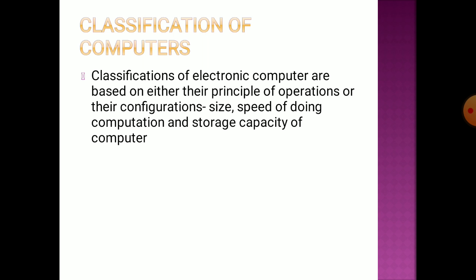One is based on the principle of operation: for what purpose we are using that computer, how it operates, and which type of data it uses for its calculations. The second is based on the configuration, which means the size of the computer, the speed of the calculation, and the storage capacity. Based on all these points we classify computers into different types. We'll see the diagram of that classification, and then study each classification in detail.